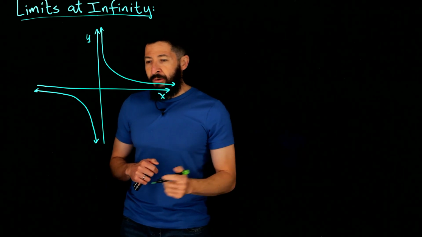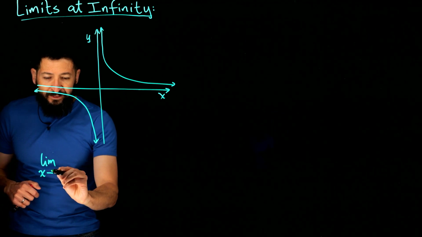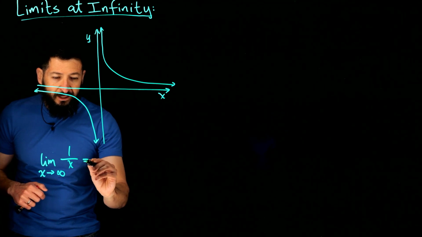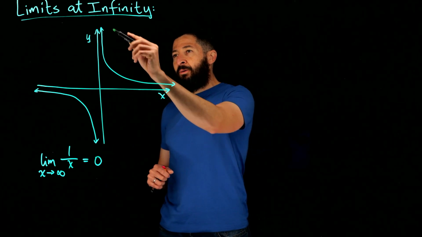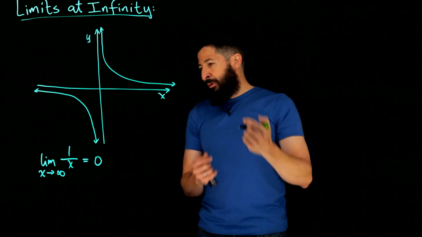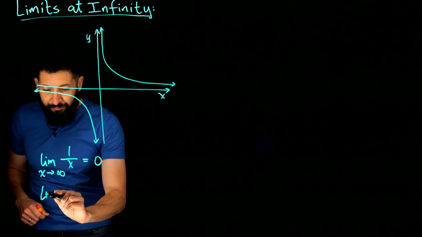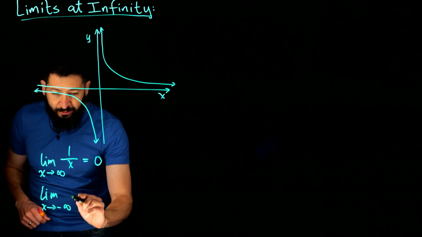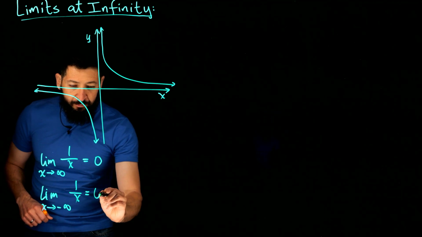And what that tells you is that the limit as x goes to infinity of 1 over x is going to be equal to 0. So the graph of the function y equals 1 over x is tending towards 0. It never touches it, but it approaches it as x goes to infinity. And the same would be true for x going to negative infinity. So when you go in the opposite direction, you also tend to 0.